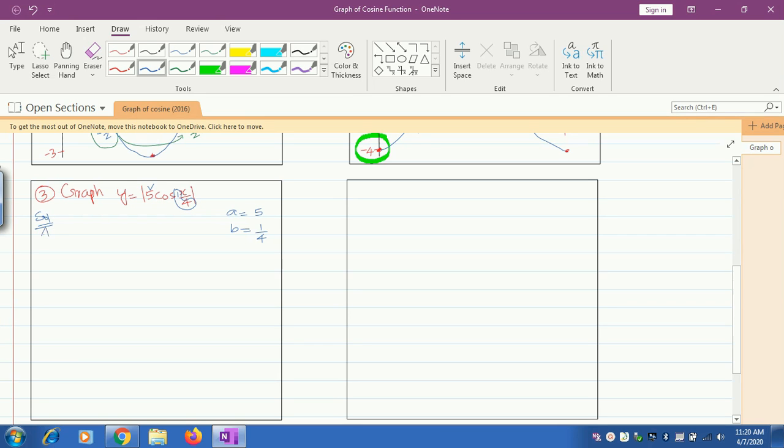And what is the amplitude? Absolute a, which is absolute 5, which is equal to 5, and period is 2 pi over absolute b. It is 2 pi over absolute b, which is equal to 1 over 4. So the 4 goes up, so the answer is 8 pi. So this is the period and this is my amplitude. The same thing is scheduled here.